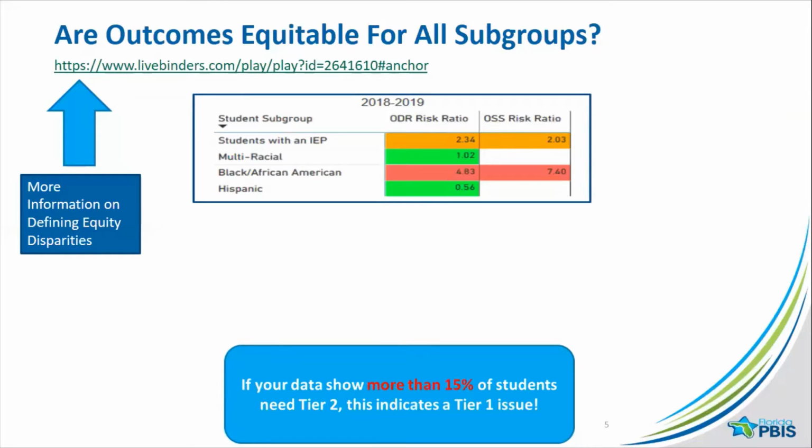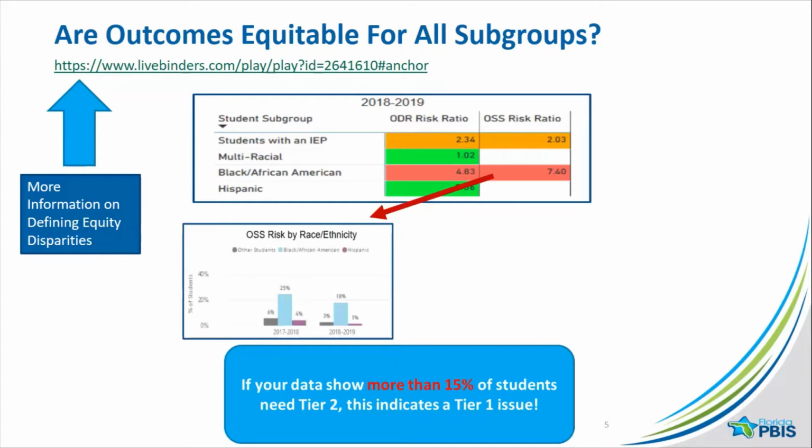But along with looking at risk ratio, when you're looking at tier 1 health for equity, we encourage you to use the other source of data that is provided for you in that PBSCS system that breaks down not just the risk ratio, but then goes a step further in terms of the average percentage of risk for that population on your campus. So just to walk you through this one, for example, if this is our campus and Black African-American students had a 7.4 times more risk for an out-of-school suspension, that graph that it's pointing to shows you that in 17-18, 25% of African-American students were impacted by disproportionate discipline.